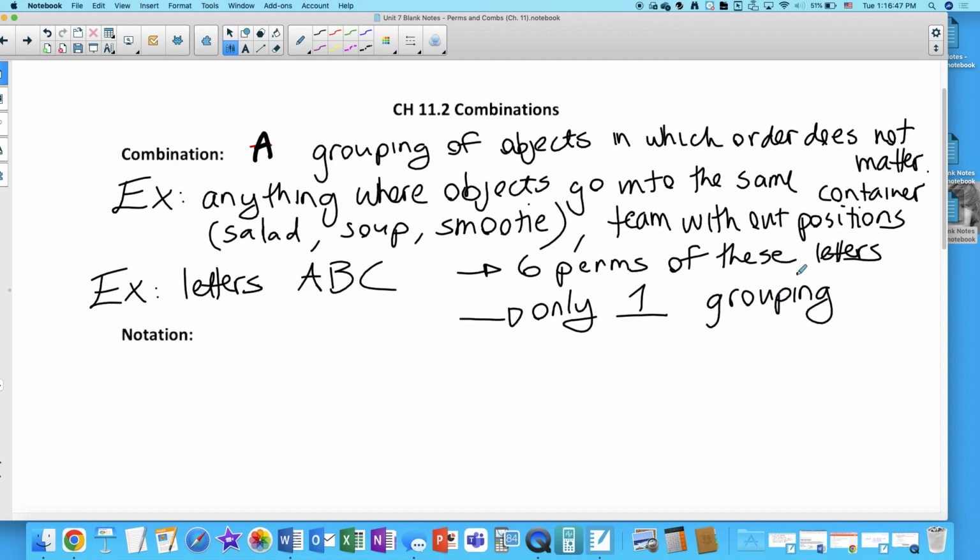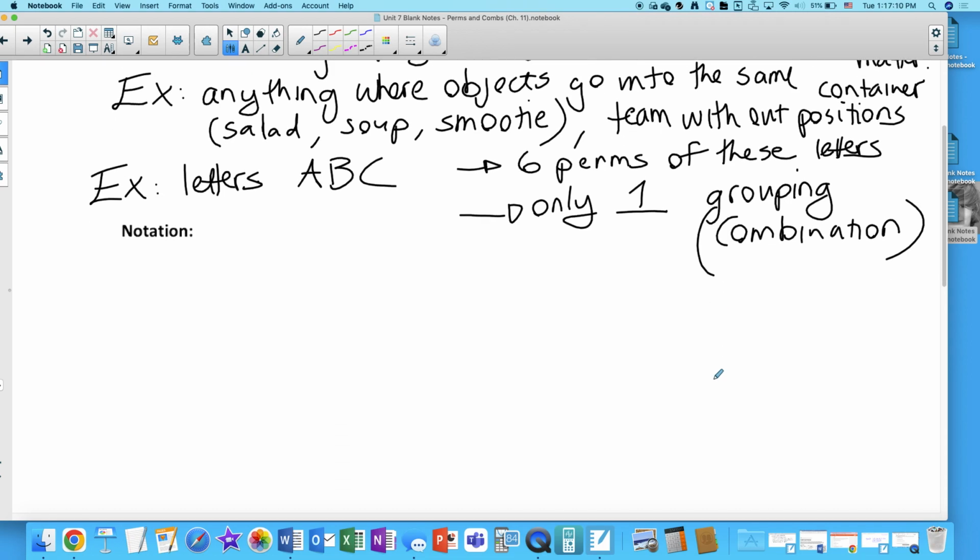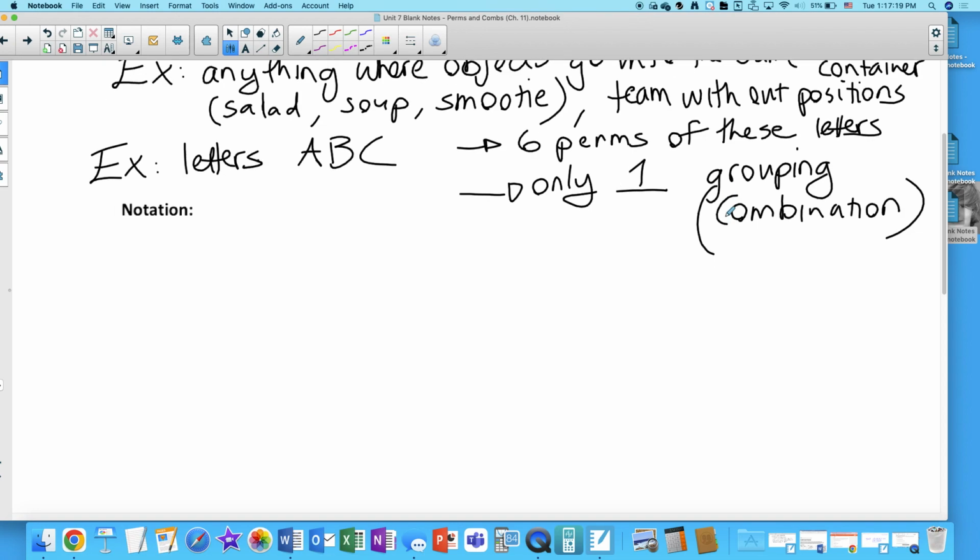So only one grouping or combination. There's only one way to combine those 3 letters. You combine them as ABC. Makes the group. Doesn't matter what order you pick the letters out of the Scrabble bag, you still have the same letters to work with. Okay? Now, as you can imagine, there are going to be fewer combinations than permutations when you're dealing with a specific number of objects.